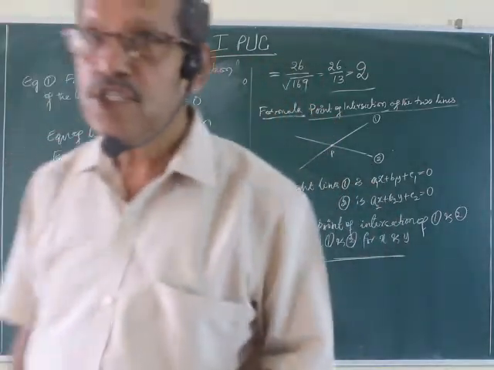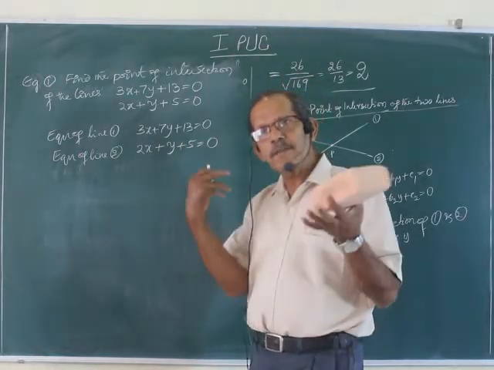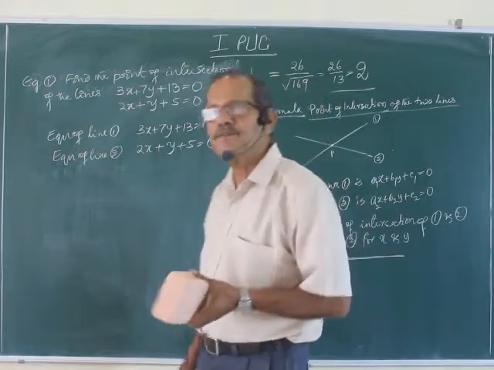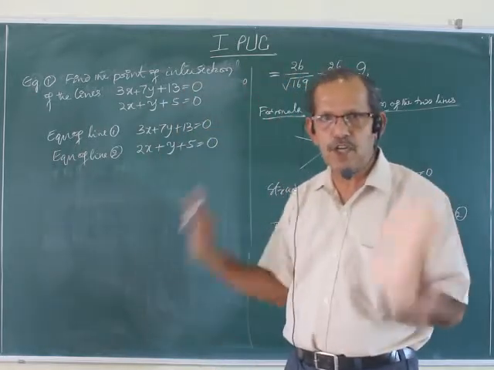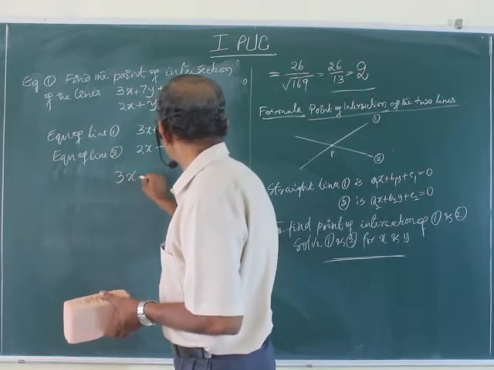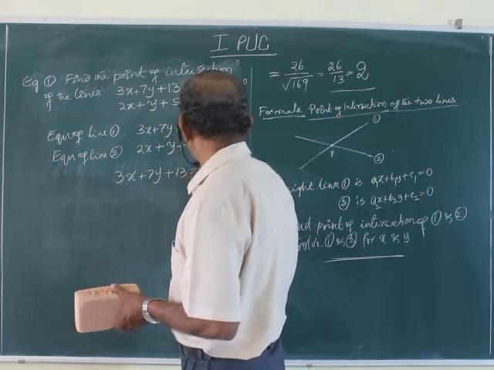Now, solve the equation. How to solve? Whichever may be the method you do, no problem. But let me use a very simple method. Totally you must solve the equation, that's all. First equation is 3x plus 7y plus 13 equal to 0.